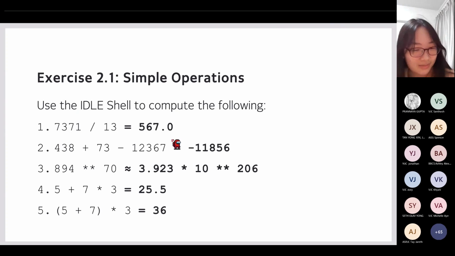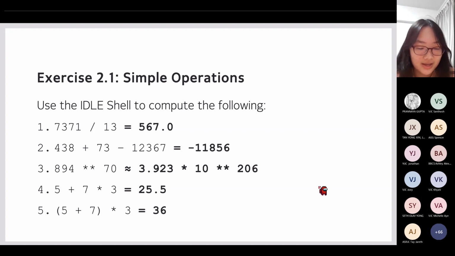So the first statement is just a simple division, so you just get the output. For this, you first add these two together, then you subtract this because you read from left to right, and you get this result. And as for this, remember the double asterisk means exponentiation. So you're going to be calculating 894 to the power of 70, which is why you are probably seeing a lot of lines of numbers on your IDLE shell.